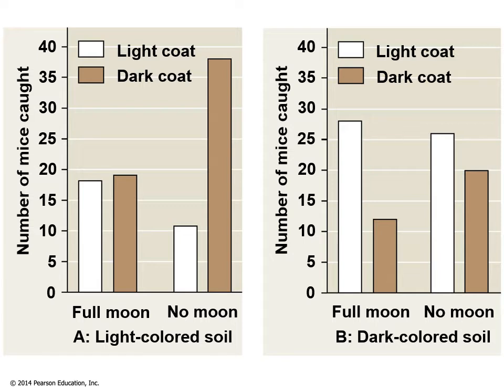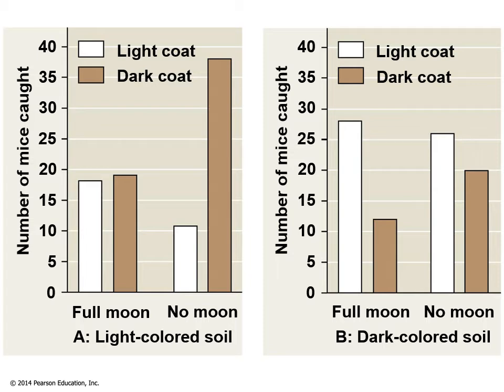Then they go ahead and do the light and dark model mice on the different environments, but they do it during full moon, no moon on light and dark colored soil. Now let your brain look at this graph for a while, and you're going to see some weird stuff. So on light colored sandy soil during a full moon, notice it doesn't really matter if you are a light mouse or a dark mouse. Look how close those bars are.